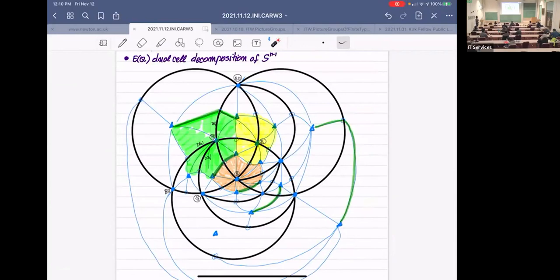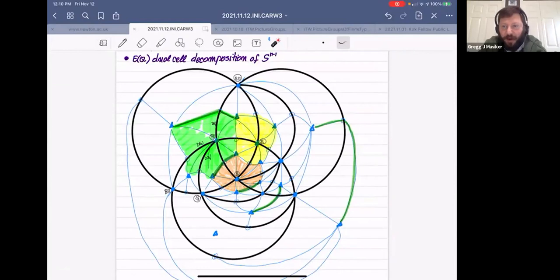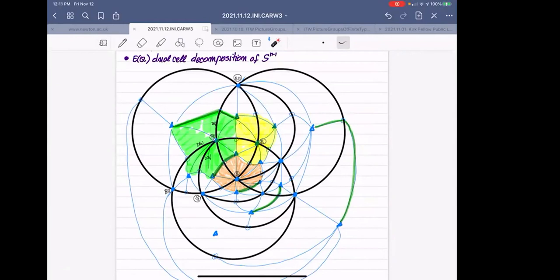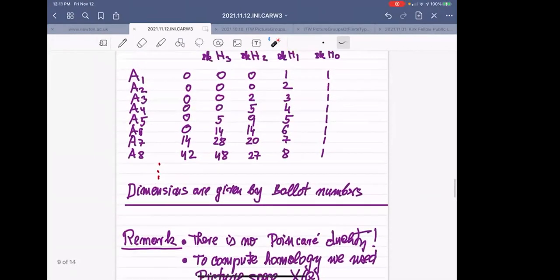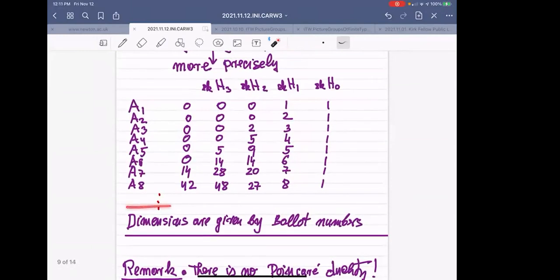I wanted to ask about the numerology. Do you know anything about what happens with the homology in the type D case? No, we didn't do that. I don't know. Oh yeah, I didn't mention these numbers, right? These are ballot numbers. I guess for people in combinatorics, these are interesting numbers. Okay.